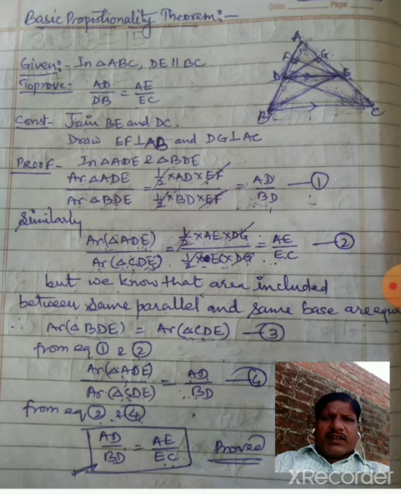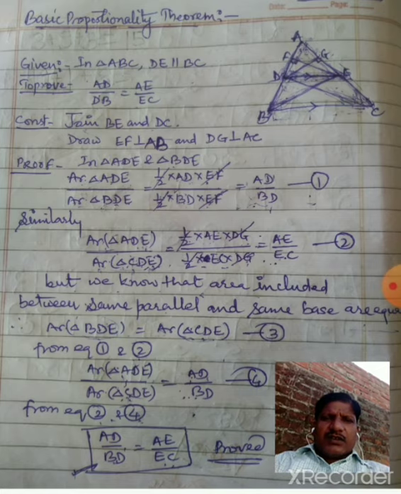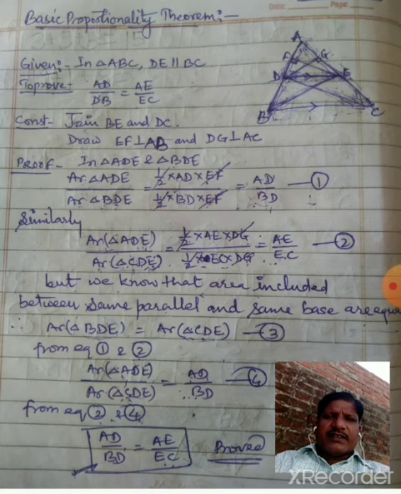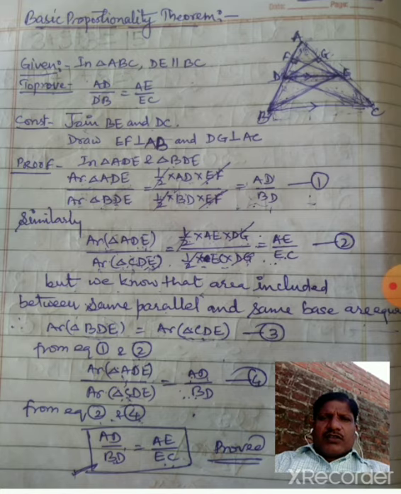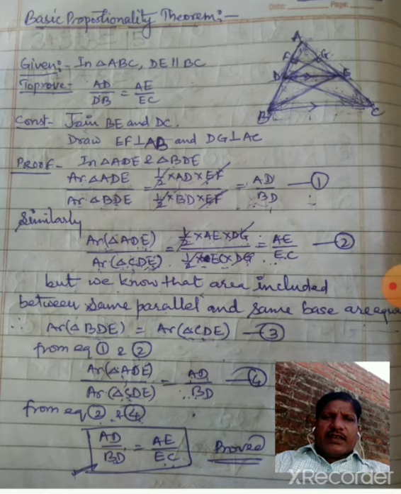In the figure you can see triangle ABC, and a line DE which is parallel to BC intersects the other sides AB and AC at points D and E. So we have to prove AD by DB equal to AE by EC.